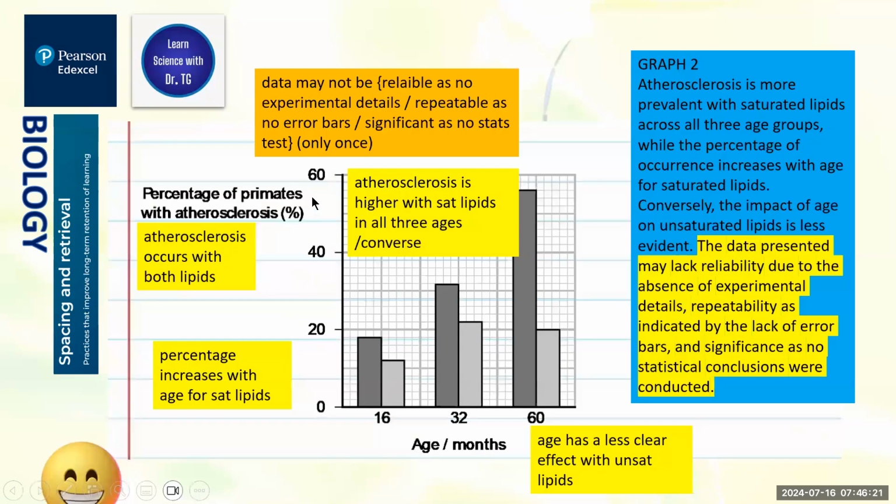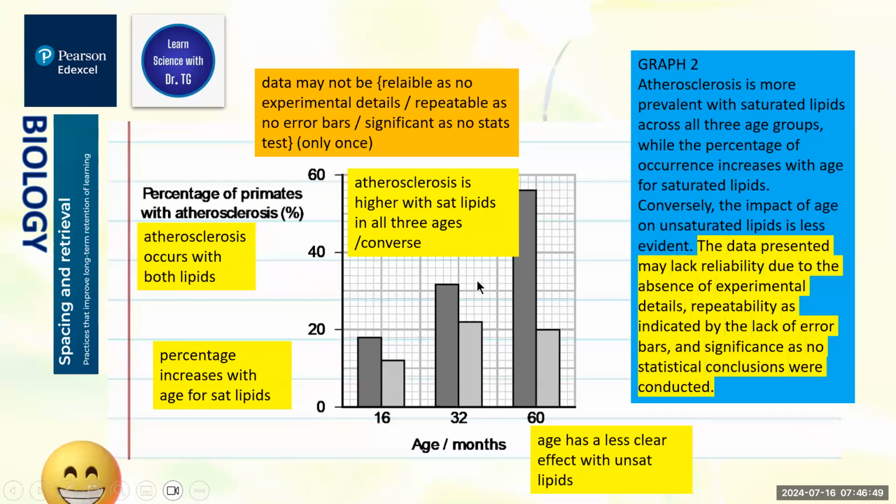The second graph, percentage of primates with atherosclerosis with the age. So focus on this percentage increase with age for saturated lipid. So the dark color one is saturated lipid, percentage increase for saturated lipid. Atherosclerosis occurs in both groups. Similar to the last question, in both groups we can see atherosclerosis, but higher in saturated lipid. Atherosclerosis is higher with saturated lipid in all three ages.